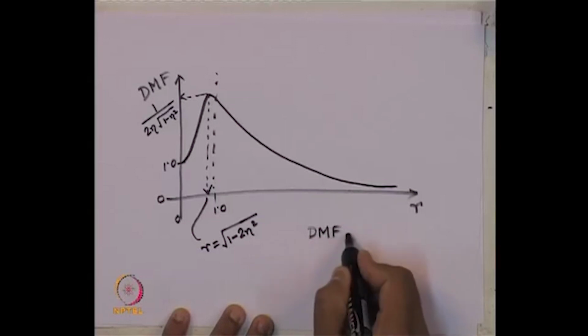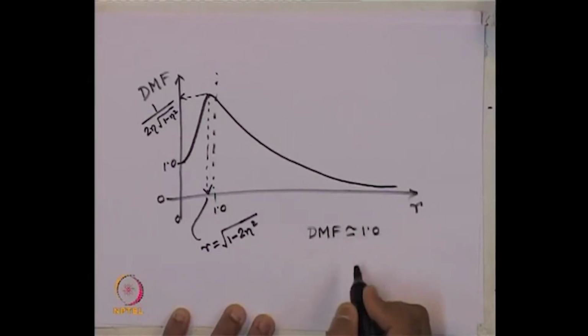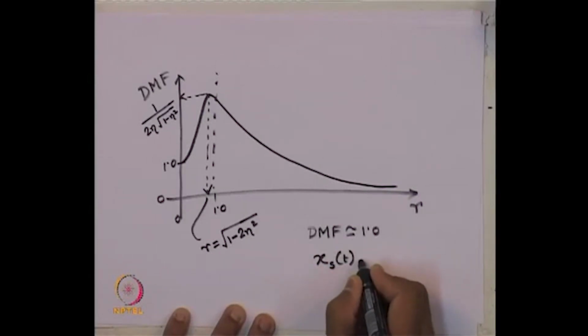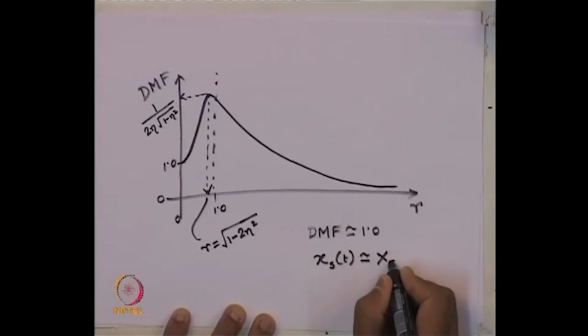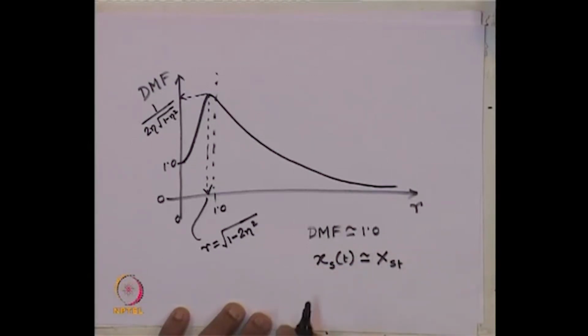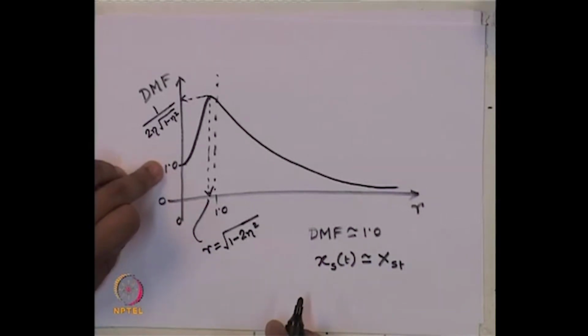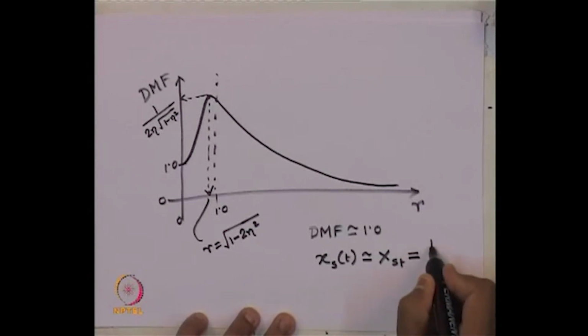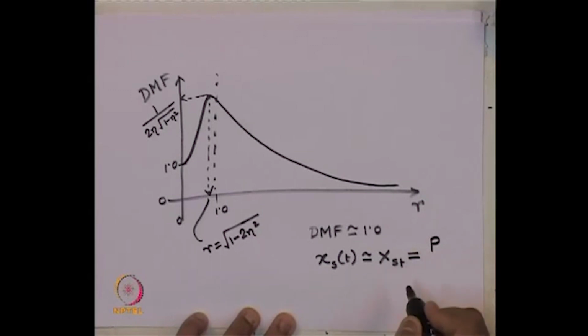DMF equals 1 or very close to 1, what does it mean? That means the steady state displacement is almost equal to our static displacement. Dynamic magnification 1 means steady state displacement is equal to the static displacement, and very close to 1 means they are almost equal. Now, how much is our static displacement? That is nothing but the amplitude of the load P by the stiffness K.